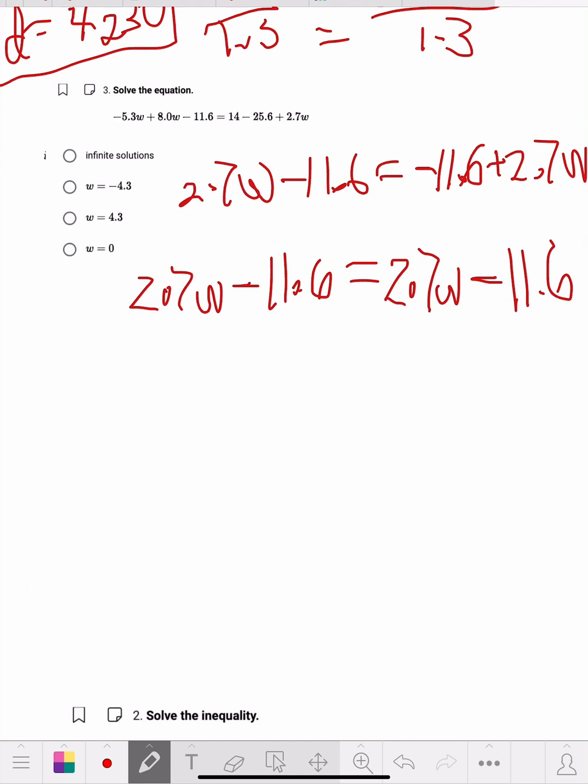Well, as I look at this, these are alike. These are the same thing. You know what that means is any number I put in W, I put a 1 in, I put a 2 in, I put a 3 in, no matter what I put in there, both sides are going to be the same. You know what that tells me? It's infinite solutions. Anything's going to be the same because these are the same. Okay? They become the same. And that's all there was to that one.